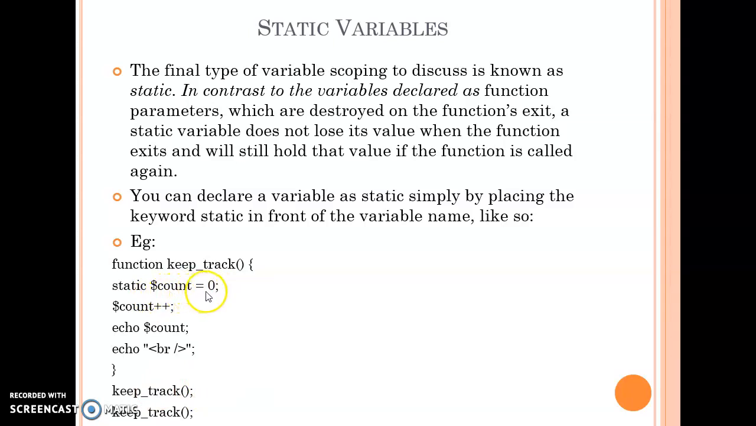So $count equals static $count equals 0, increment by 1. After the first call of the function, the output will be 1. Again we are calling a second time. Even after the exit of the function, the static variable does not lose its value. Its previous value will be stored in that variable. The previous value is 1.